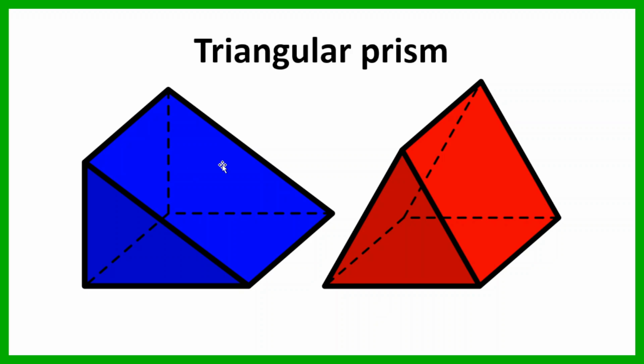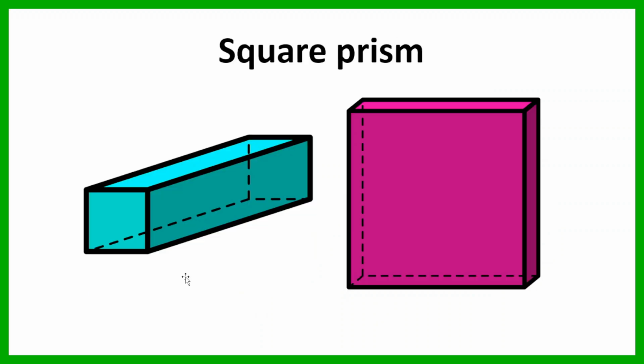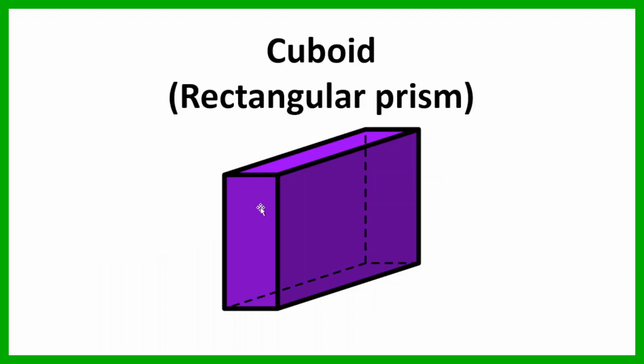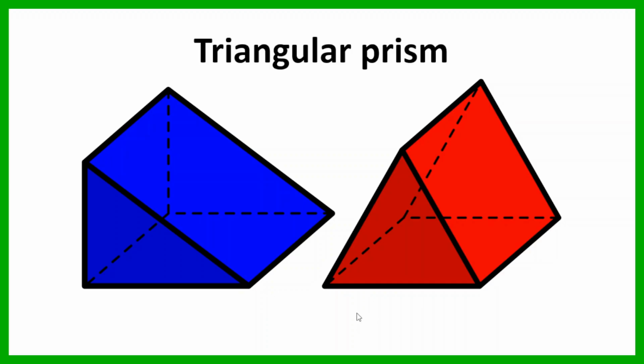So triangular prisms will have triangles for the base shape. Square prisms will have squares for the base shape. Rectangular prisms, or cuboids, will have rectangles for the base shape. You also get other prisms as well. You get pentagonal prisms and hexagonal prisms and octagonal prisms and so on. And those are also named according to the base shape. So a pentagonal prism will have pentagons as the base shape. A hexagonal prism will have hexagons as the base shape, and so on.